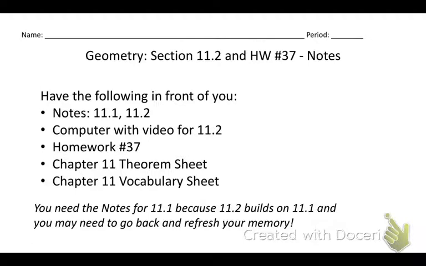Put them together in a packet or whatever in your binder or wherever you store things, and keep them together because you're going to want to be pulling them out at least every day as we go through Chapter 11. So you'll need the notes for 11.1 because 11.2 builds on 11.1, and you may need to go back and refresh your memory, particularly when you're doing the homework. Okay? So very important stuff.